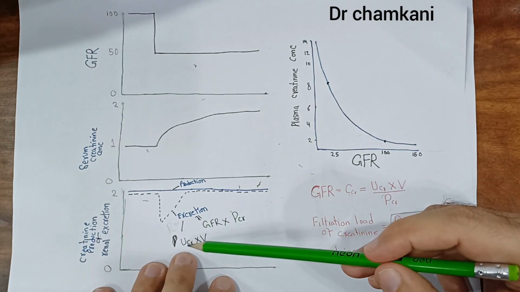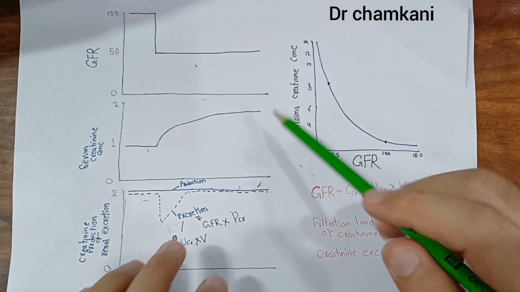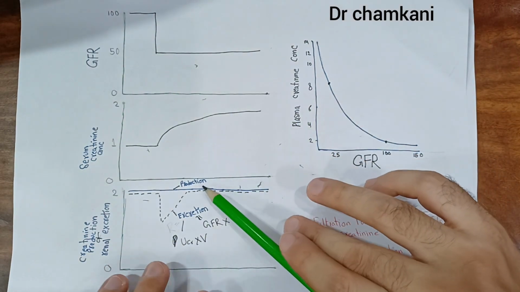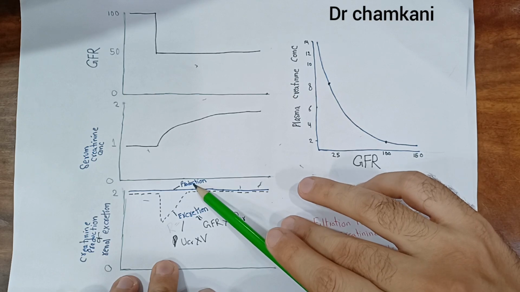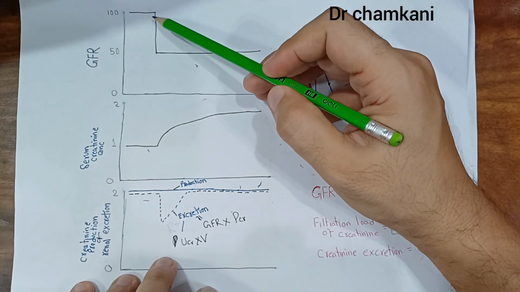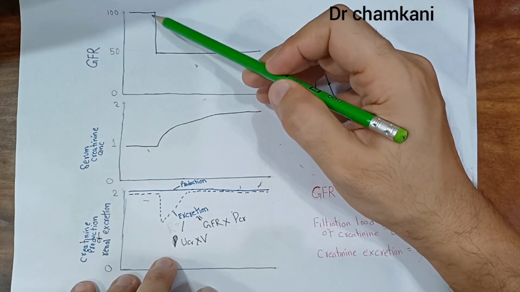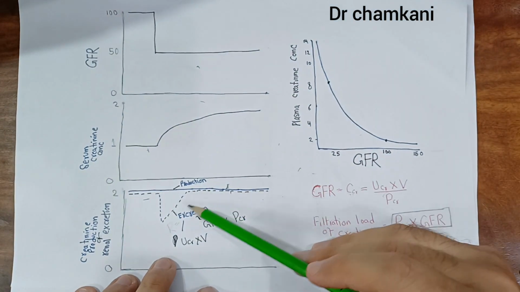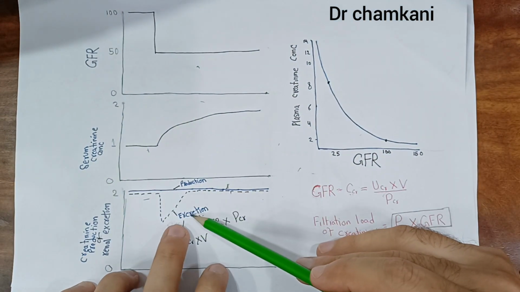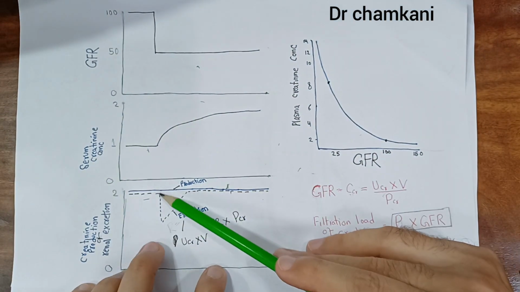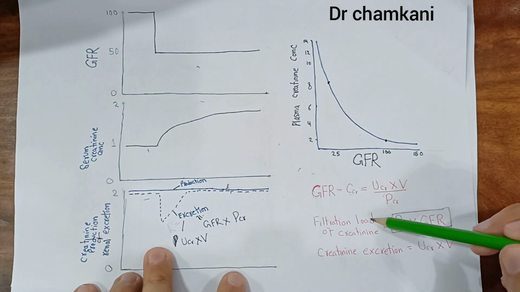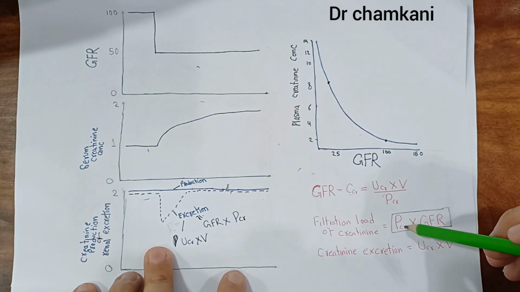The creatinine excretion should be equal to the creatinine production. But when there is a decrease in the GFR, the renal excretion of creatinine decreases, because the filtration load of creatinine is a product of plasma concentration into the glomerular filtration rate.